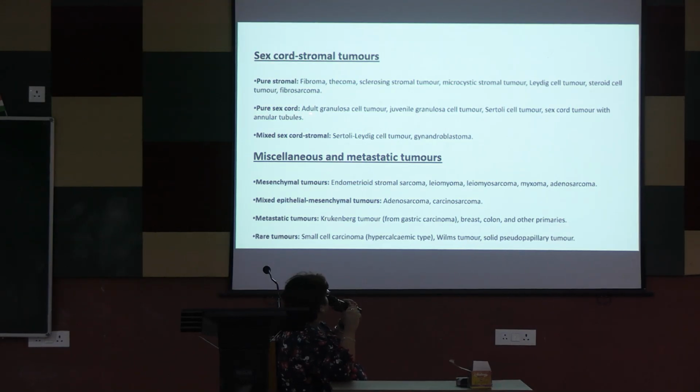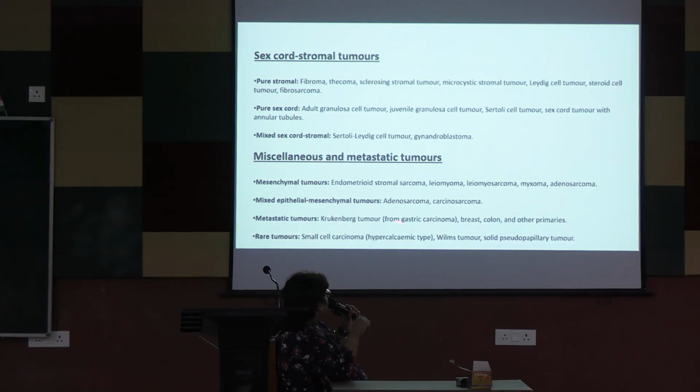Pure sex cord tumors are like adult granulosa cell tumor, juvenile granulosa cell tumor, Sertoli cell tumor, sex cord tumor with annular tubules. And mixed sex cord-stromal tumors are Sertoli-Leydig cell tumor and gynandroblastoma. And others are mesenchymal tumors like endometrioid stromal sarcoma, leiomyoma, leiomyosarcoma, myxoma, adenosarcoma. These are all rare tumors, but they can occur in the ovary. Mixed epithelial and mesenchymal tumors are adenosarcoma, carcinosarcoma.